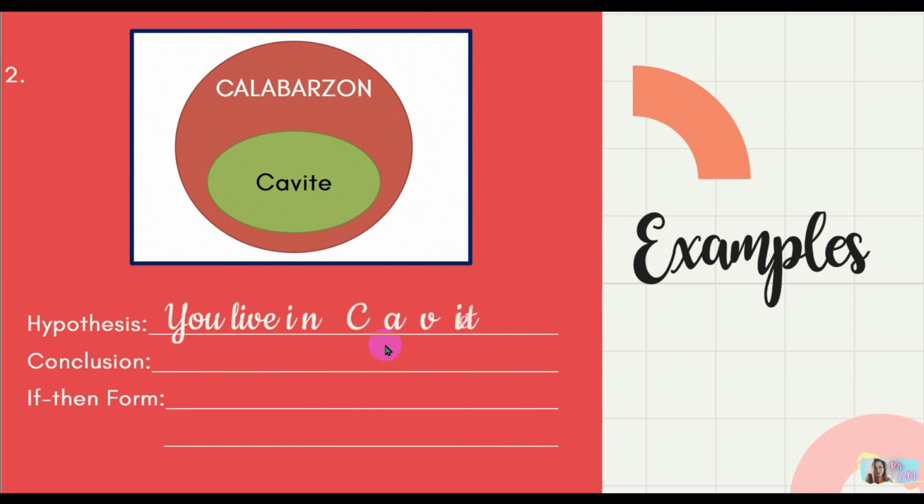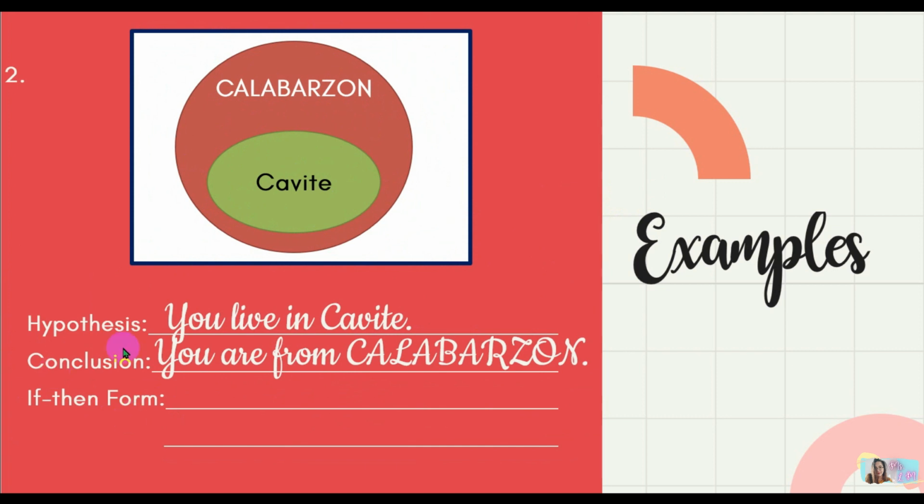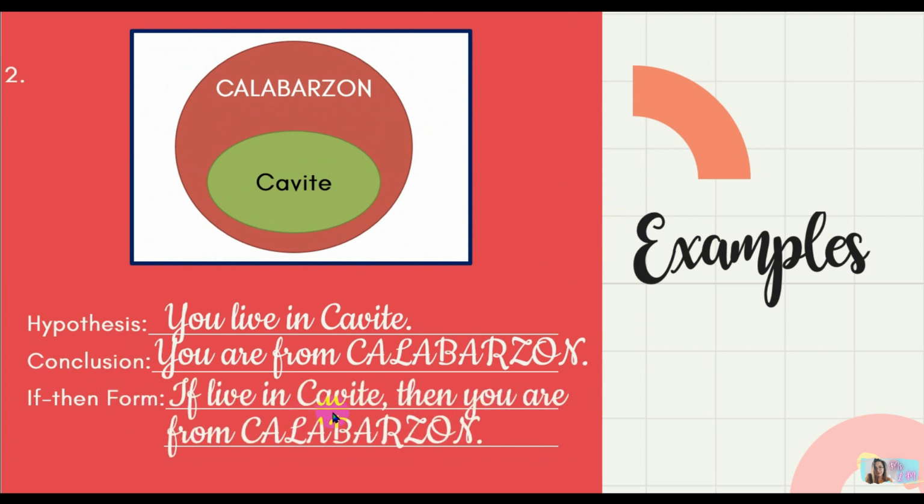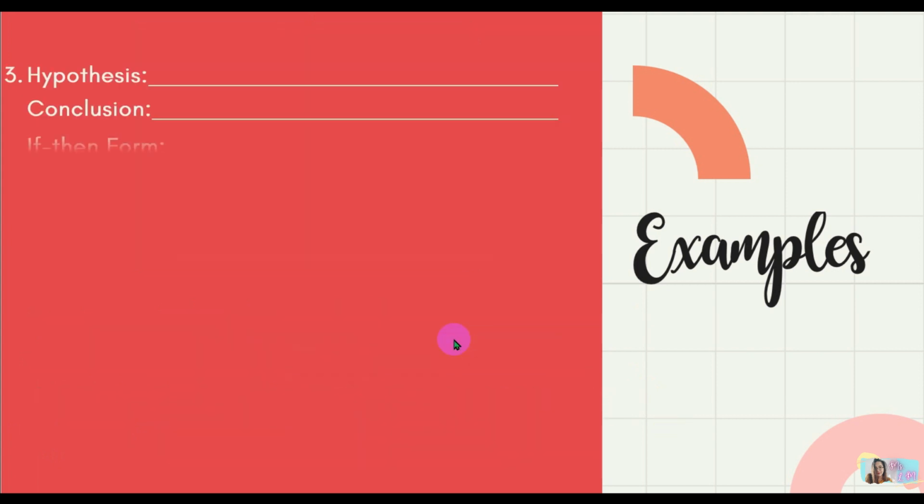So, for example, you live in Cavite. Then, you are from Calabarzon. So, the if-then form will be, if you live in Cavite, then you are from Calabarzon. You can add any statement there, as long as Cavite is in the hypothesis and Calabarzon is in the conclusion. So, the if-then form formed from the Venn diagram is that if you live in Cavite, then you are from Calabarzon.